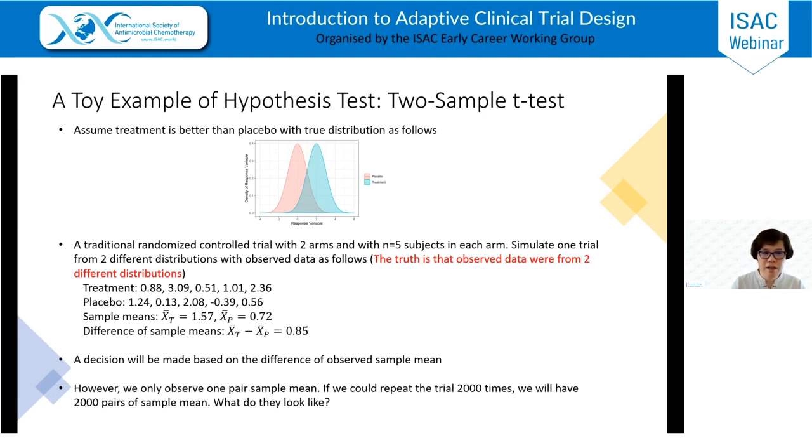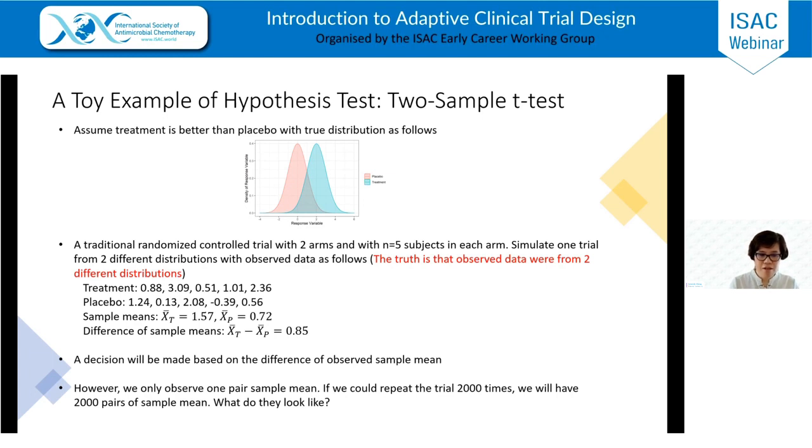Now, let's start with the traditional randomized controlled trial. We have 2 arms. In each arm we randomly take 5 subjects from each distribution. Now we have the observed values: the placebo has 5, and the treatment has 5. We have the sample mean of the treatment and the sample mean of the placebo based on those 5 subjects, and there is the difference. So you can probably tell we're going to base our decisions on the difference of these sample means.